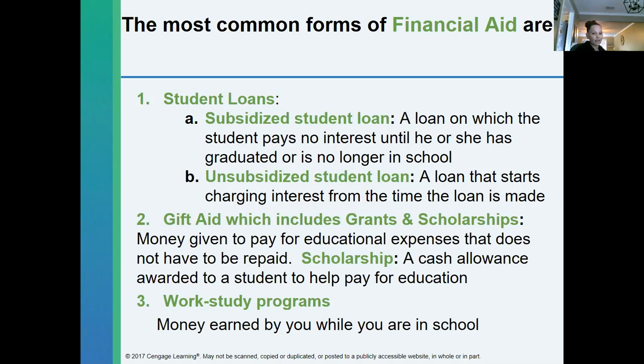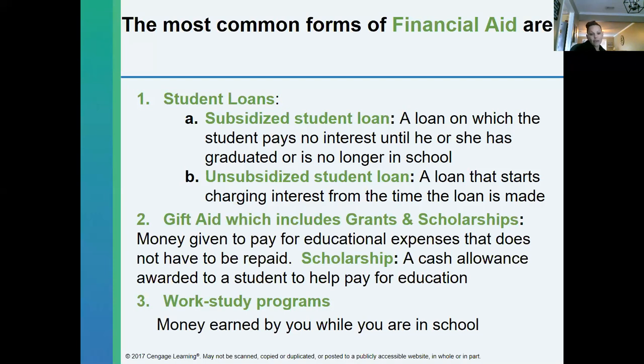An unsubsidized student loan starts charging interest as soon as you get it. Say you take that $5,000 out, unsubsidized, your freshman year in college. When you graduate 4 years later, you might now owe $5,300. So it's charging you interest and you have to pay more than you actually borrowed while you're still in school.